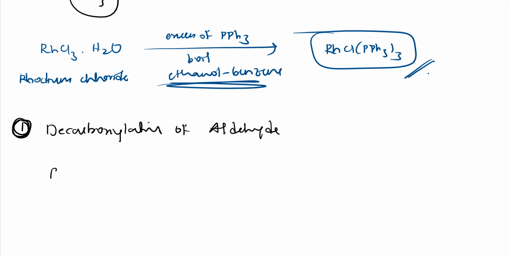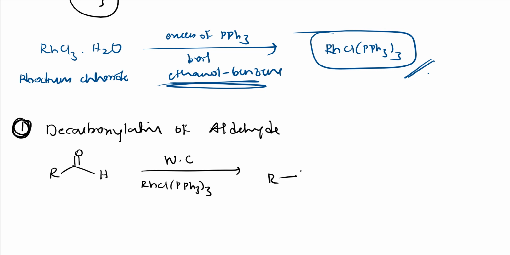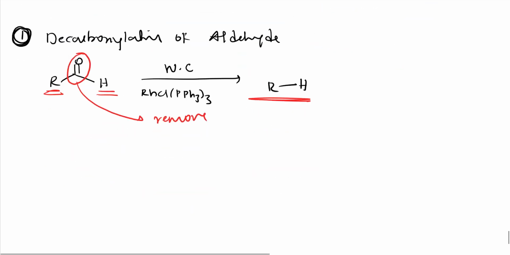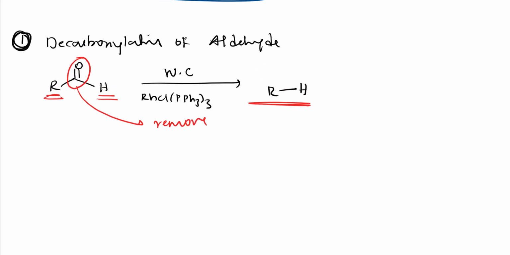I have an aldehyde, RCHO. If I add this Wilkinson catalyst, WC I will write simply, or you can write RhCl(PPh3)3, what will I get? I will get RH. What happened? The CO group is removed, so decarbonylation. This R and H directly react to form RH.